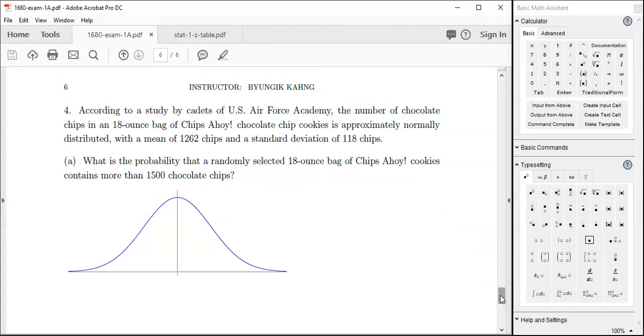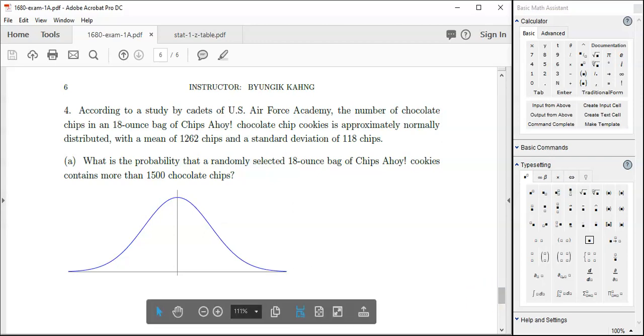What is the probability that a randomly selected 18-ounce bag of Chips Ahoy cookies contains more than 1,500 chocolate chips? We have to answer this question, and you have to show your work. But most importantly, you have to complete the picture.